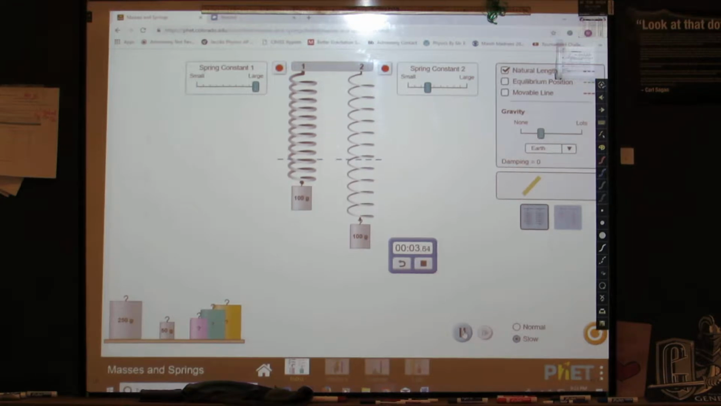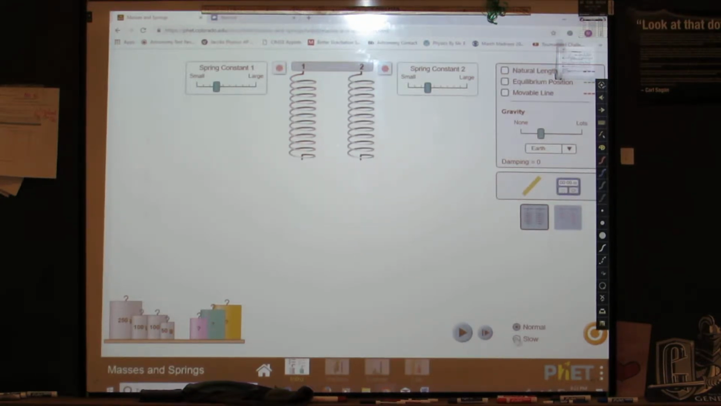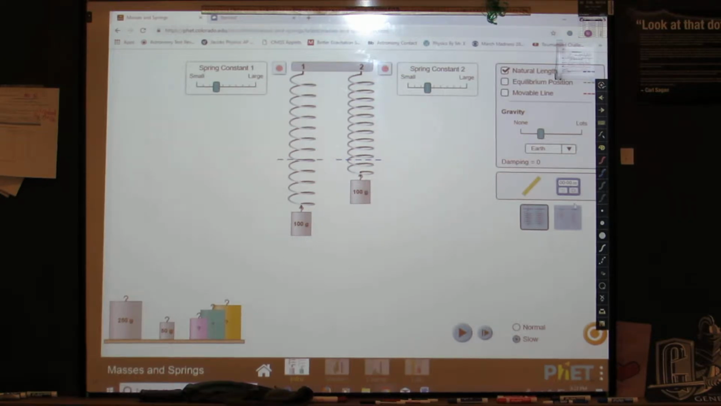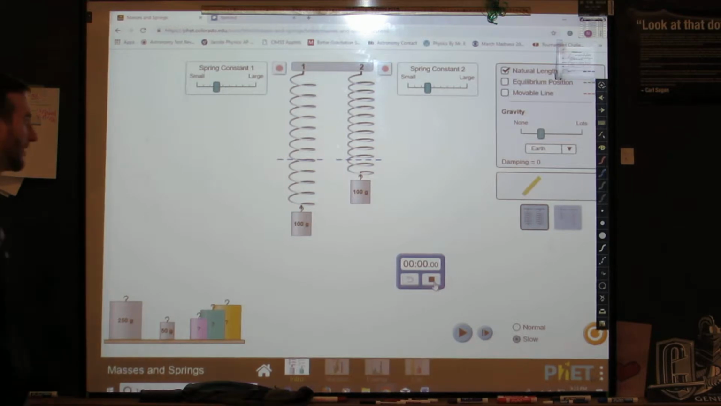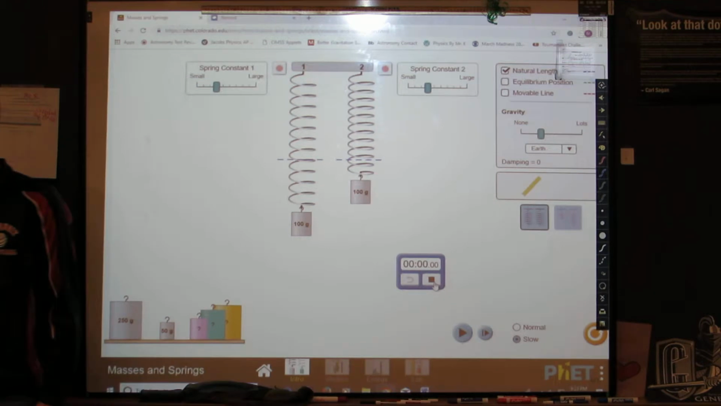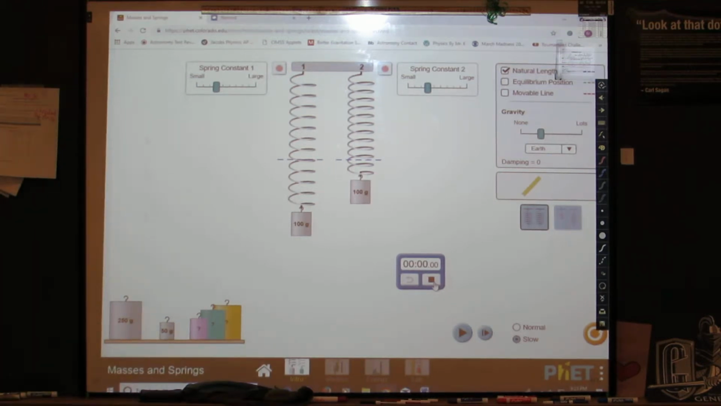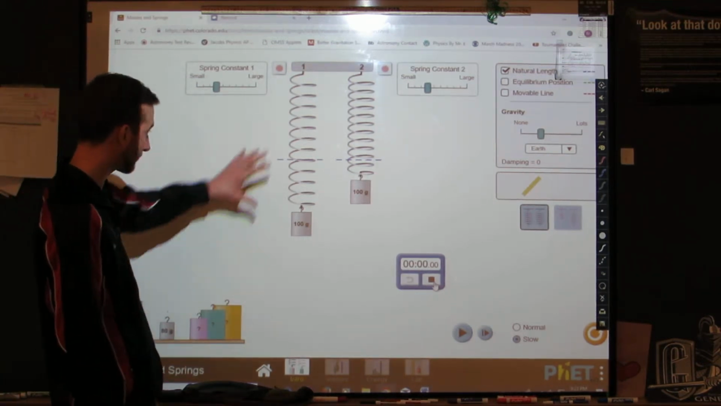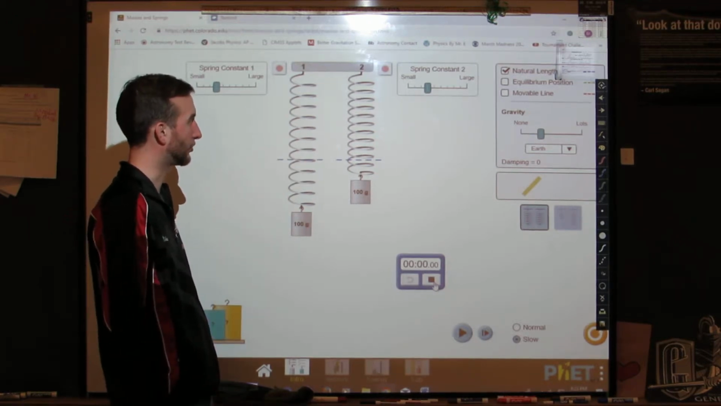I'm going to show you one more. I'm going to reset this. We're going to pause, do slow motion. Now we're going to have the same spring constant, the same masses. This time we're going to do something a little bit different. We are going to displace them a little bit from their natural length, and we're going to see which one has a bigger period, because we said that this might occur. So I've displaced these differently from their natural lengths.